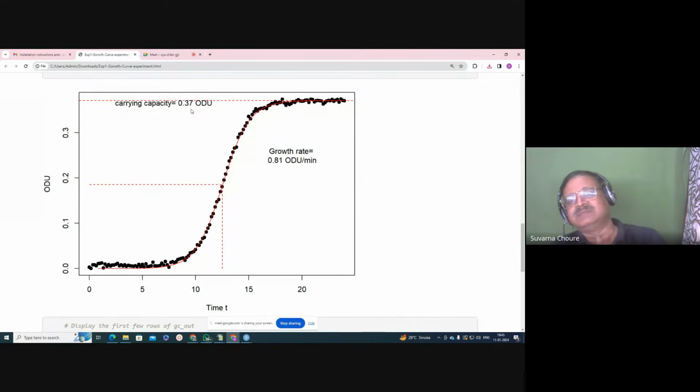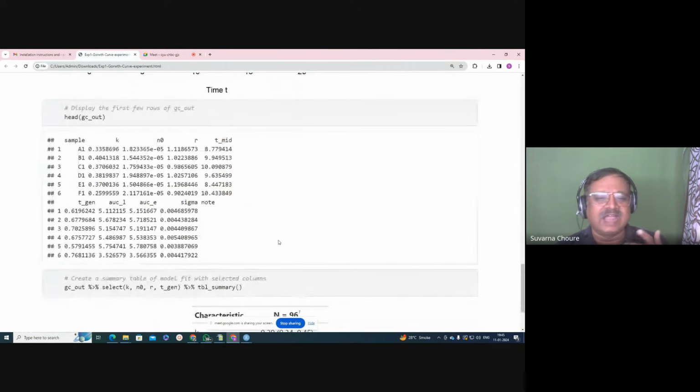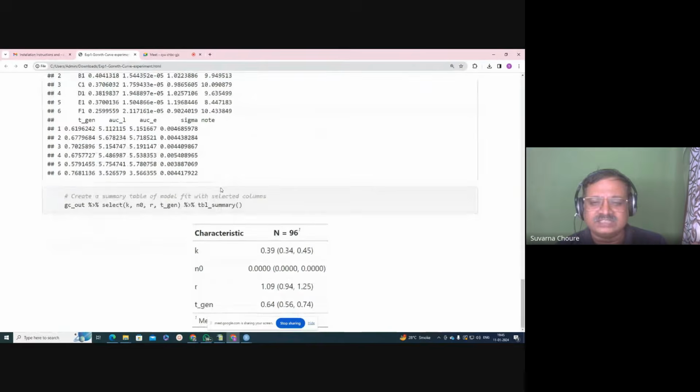If you know these concepts K and R, K is the organism will try to grow to maximum capacity. This is the maximum number of cells, 0.37 ODU units, optical density units, this system can reach. 0.81 ODU per minute is the growth rate. That growth is taking place at that rate, time t, and many such things are there.